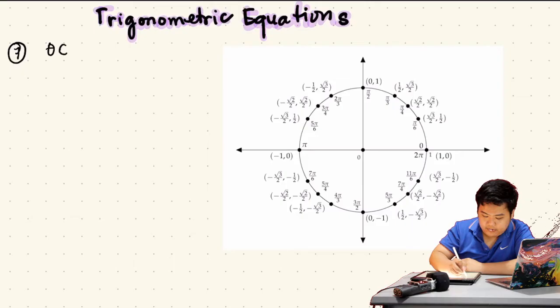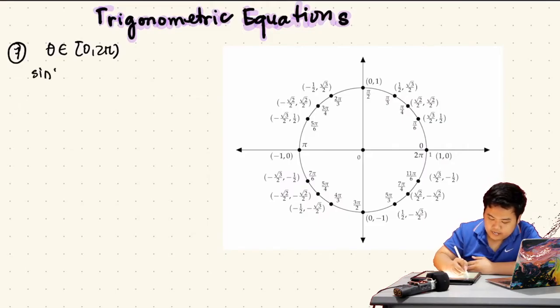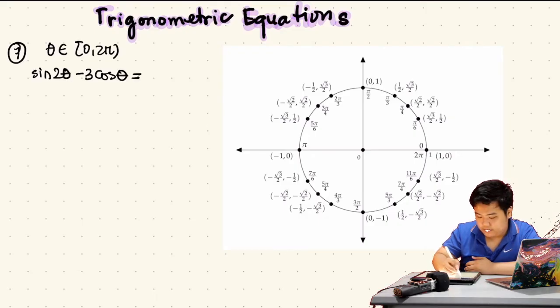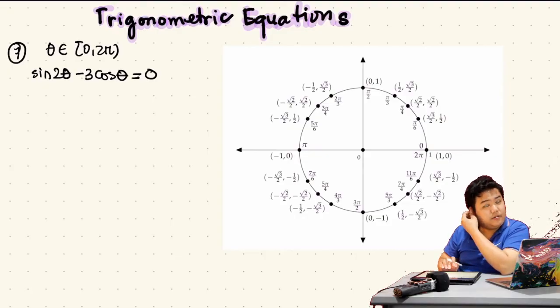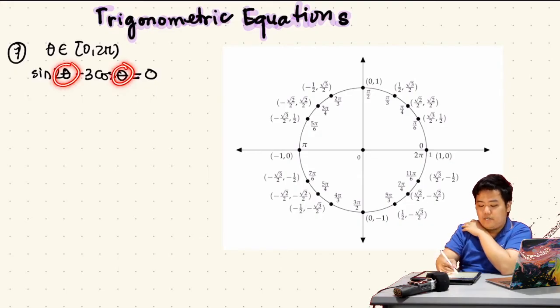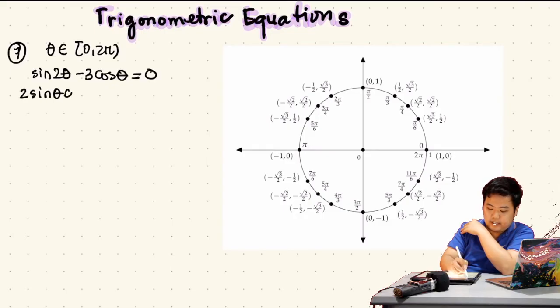Theta is from 0 to 2 pi ulit. And we want to solve sine 2 theta minus 3 cosine theta equal to 0. Kailangan maging isang ano lang yan, no? Or kailangan may ma-factor tayong something. But we have 2 theta here, ito theta lang. So what you can do is express mo lahat sila in terms of theta lang. So sine 2 theta is, from the double angle identity, 2 sine theta cos theta.